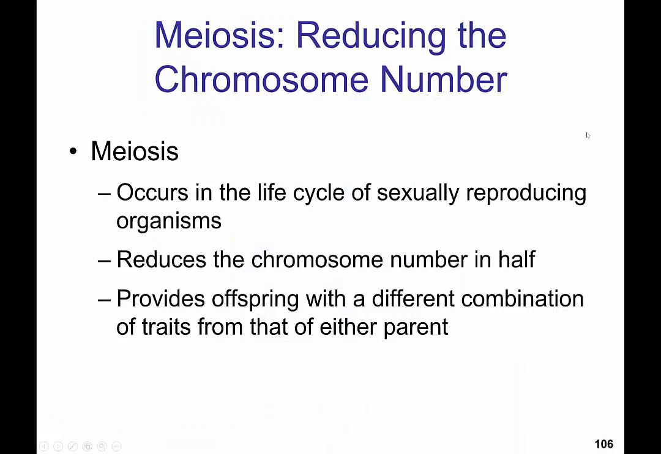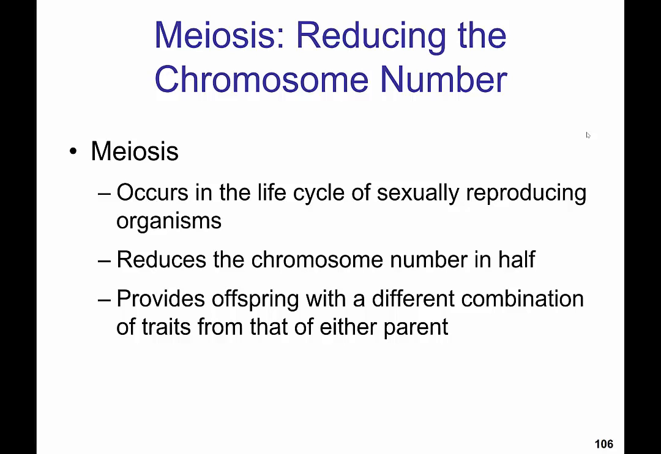During meiosis, this is cell division in sex cells or gametes, particularly egg and sperm cells. This occurs in the life cycle of sexually reproducing organisms. Whereas mitosis was maintaining the chromosome number, meiosis reduces the chromosome number by half. This provides offspring with a different combination of traits than that of either parent.